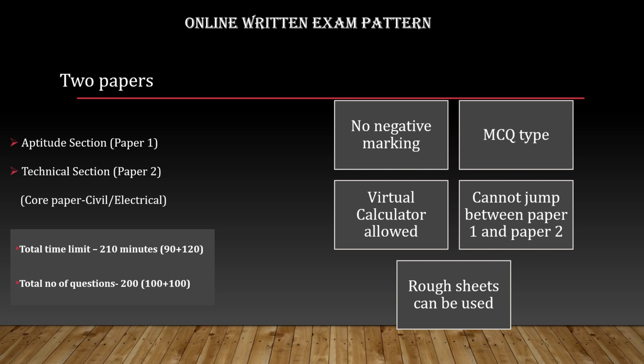In our year we had MCQ type, and our seniors in the previous year also had MCQ type, so the same procedure will be followed in the upcoming years. A virtual calculator will be allowed. No scientific calculator will be allowed, only a virtual calculator. You cannot jump from one paper to another. Once you completely finish one section, only then can you move to the other paper. If you finish the aptitude section, you can switch to the technical section. Get clear on this, and rough sheets can be used. These are the basic general instructions for the examination.